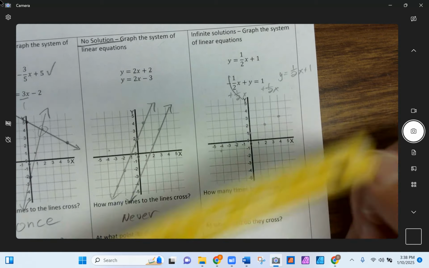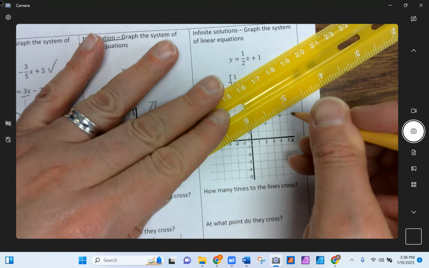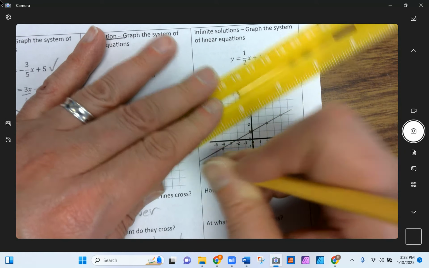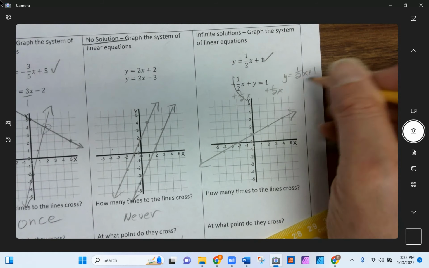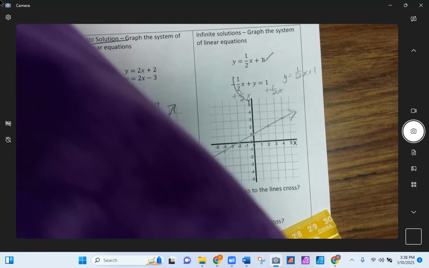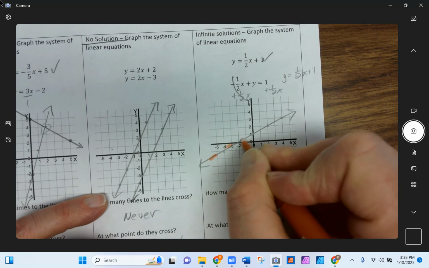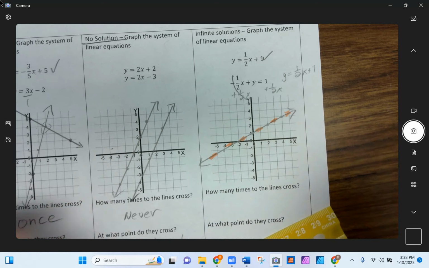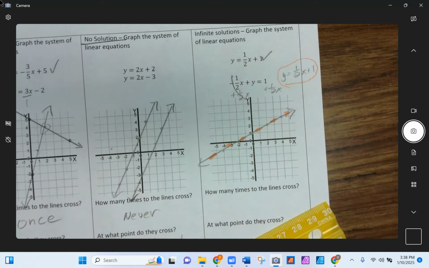So this line that I'm doing right now is the first equation, this one, and then this one right here is the second one. So I'm gonna do like this so we can see that there are two lines right on top of each other, right? It's the exact same line, okay? So that's this one right here, okay?